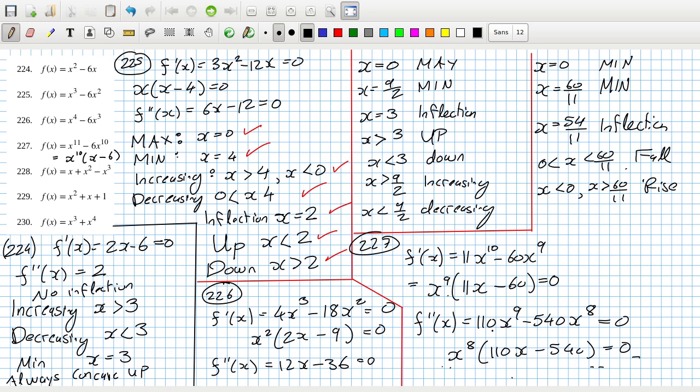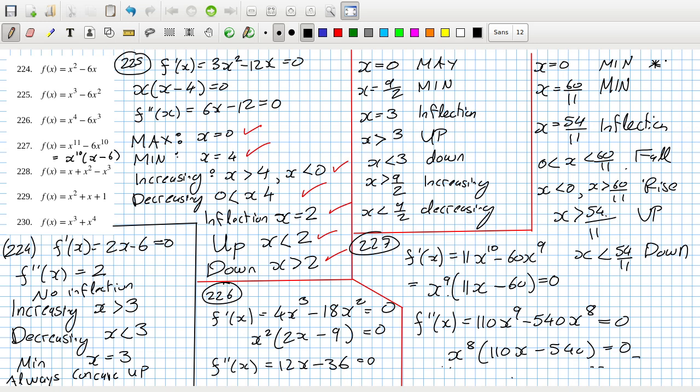Okay, concave up is when the second derivative is positive. But this doesn't affect the sign, so we just need to look at this one here. So when x is more than 540 over 110, that's a positive, so it's concave up. 540 over 110, we can simplify, of course. It's 54 over 11. Then when x is less than 54 over 11, that would be a negative, which would make it concave down. So like I said, I still have to think about this first one.